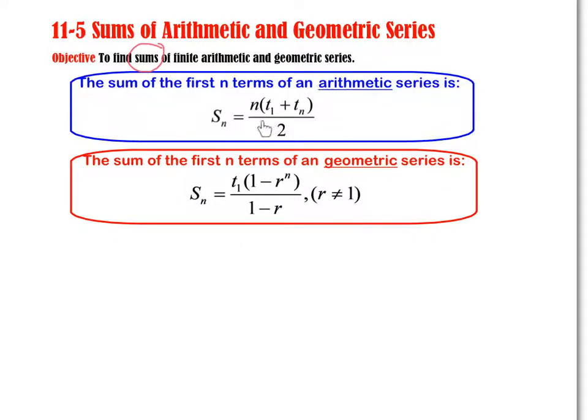Here, n, again, is the number of terms, t1 is the first term, and Tn is that specific numbered term, divided by 2. Now for geometric series, same idea. T1 is the first term, R is the common ratio always to the n power, n is the number of terms. And in this equation, R can't be equal to 1 because we would have a divide by 0 error.